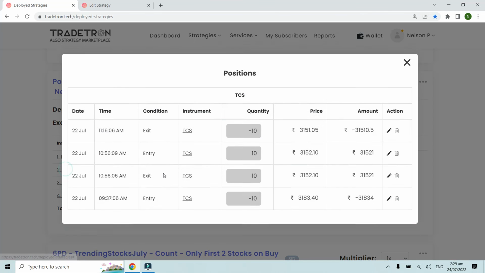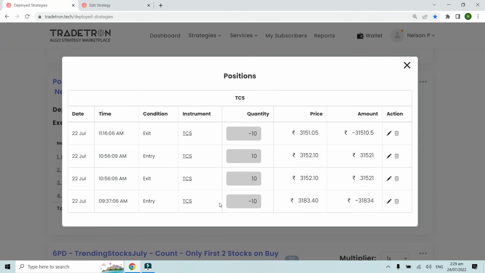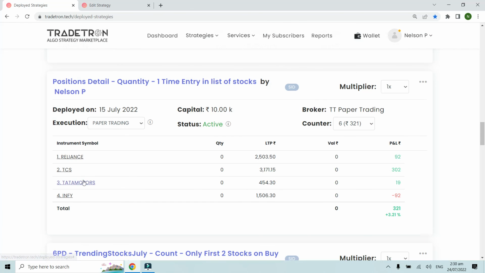Similarly, it has done the same for TCS as well. The first trade was on the short side at 9:37. It got exited at 10:56 a.m. with a certain quantity. And again, at the same time, after exiting the short position, it took a long side entry and it exited at 11:16 a.m., and after that, it has not taken any trade. So one buy side and one sell side is what it is restricting the trade to.